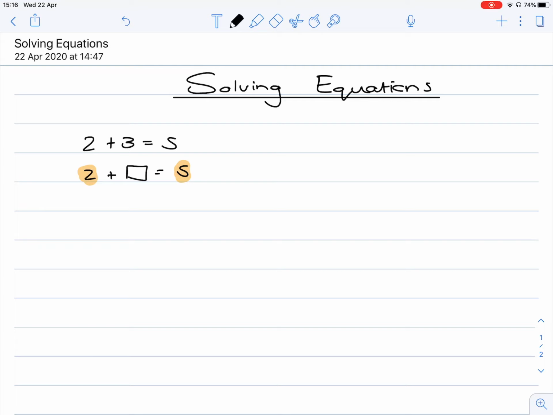We can also then solve equations. So if I leave my square here and I say, 2 plus something has to equal 5, I can say 5 minus 2, and that will give me, therefore, 3. We do the exact same in grade 7, just slightly different.